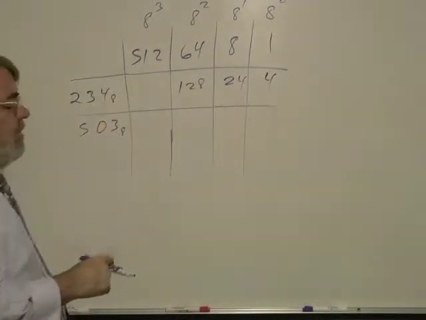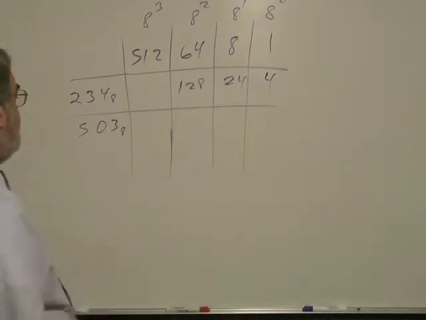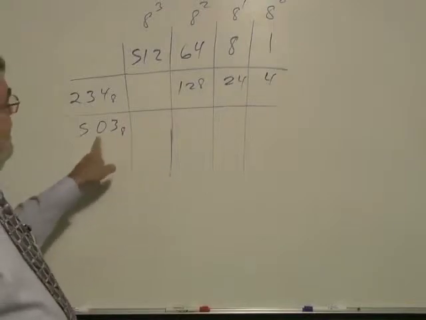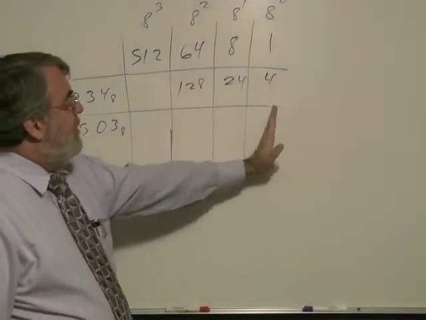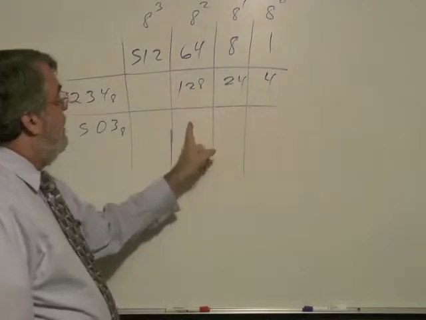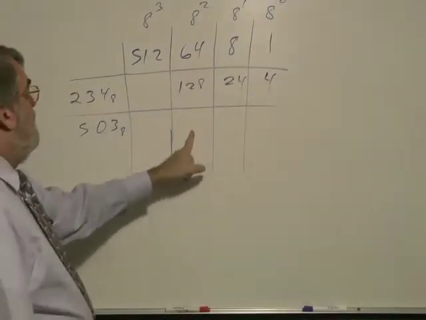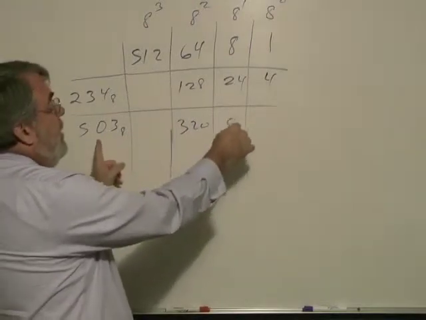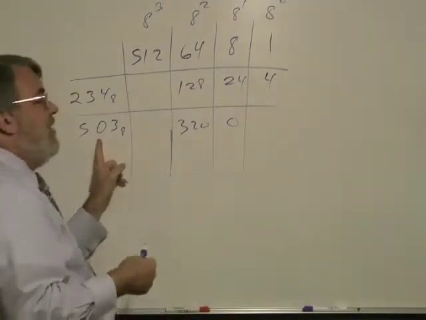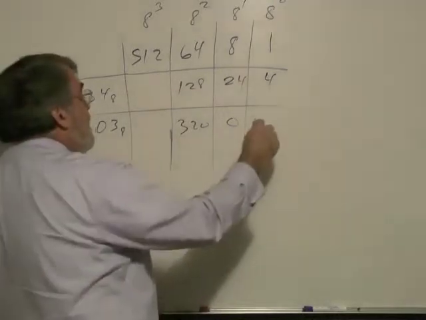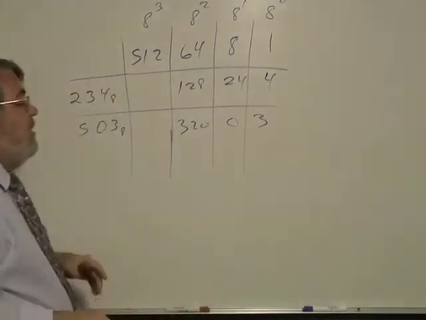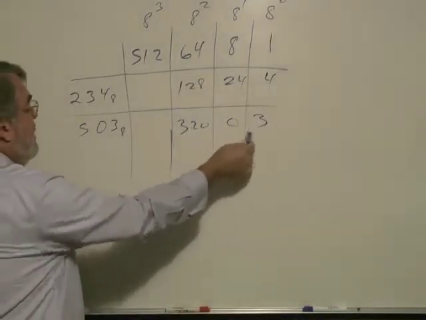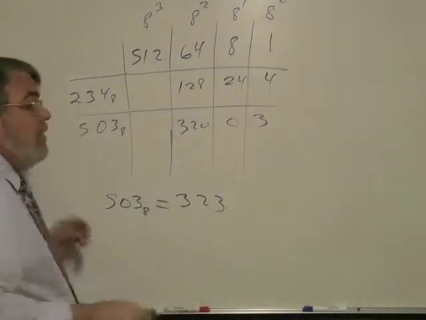So let's try this number, 503 base 8. All right, so I've got 3 digits, 503. So 5 times 64 is 320. I have a 0 here because we have a place value of 0, and then there's just 3 times 1. So this one's not bad at all. 503 base 8 will be 320 plus 0 plus 3. That's 323 in base 10.